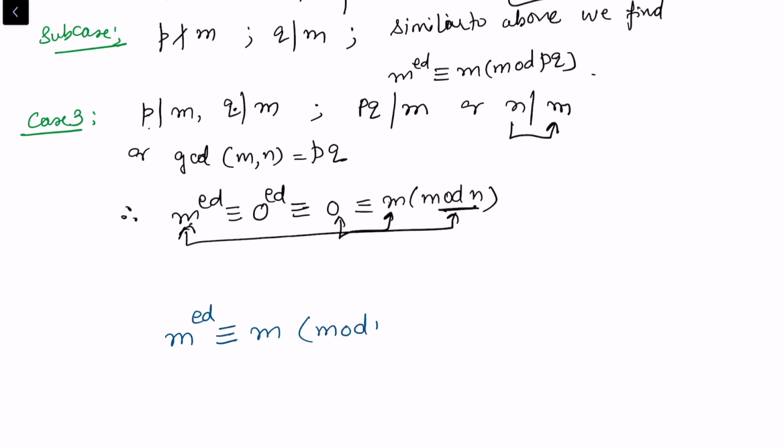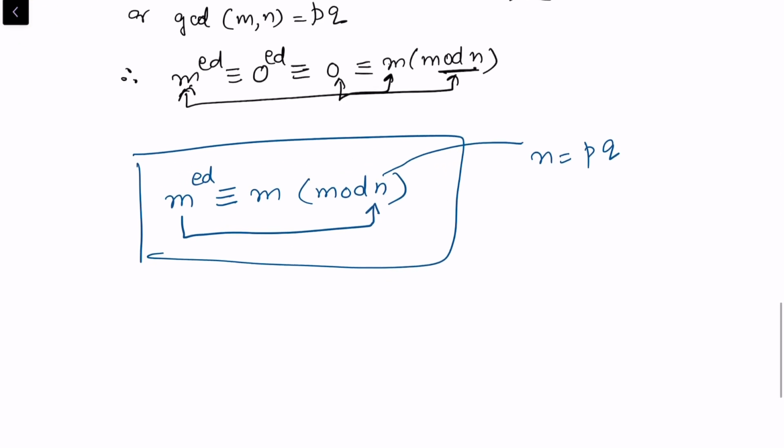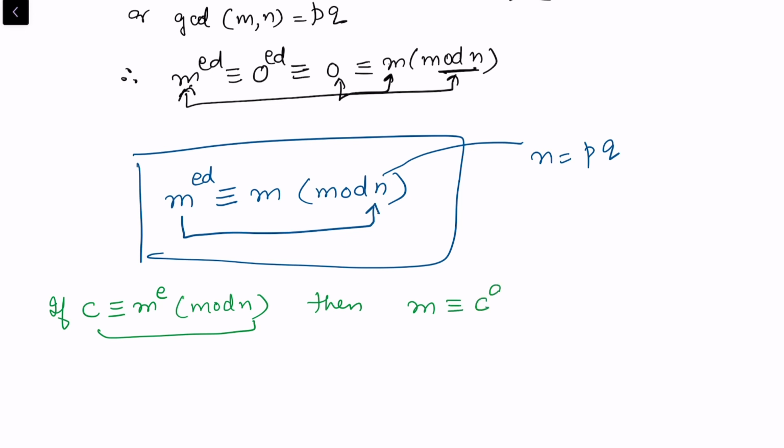We have proved that whatever this message may be, its GCD with N may be 1 or greater than 1. The only criterion is that N should be the product of 2 primes, so that it has fixed options. Once this congruence holds, we have seen that if C is congruent to M to the power E mod N, then M is congruent to C to the power D mod N will also hold, and hence the RSA setup works.